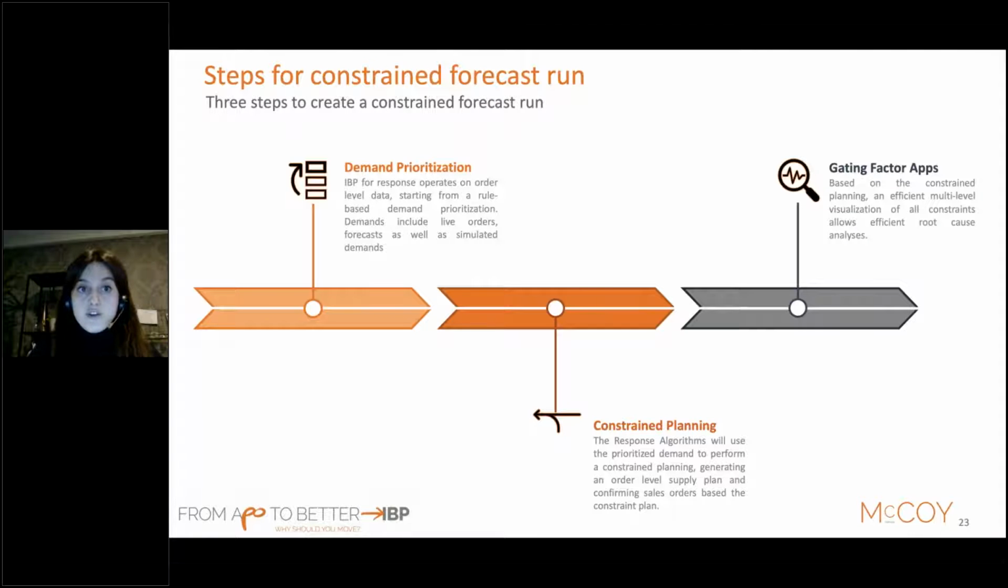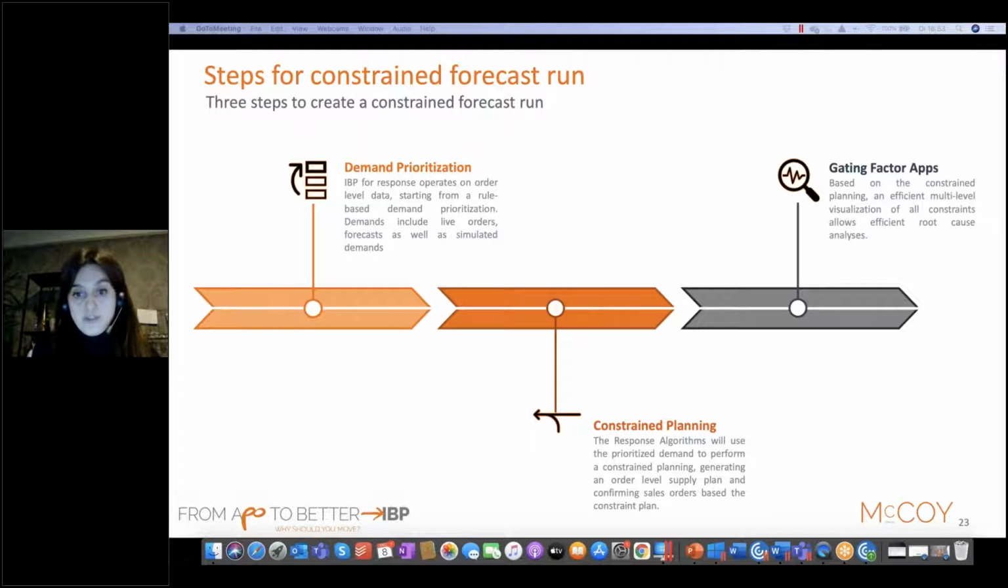Basically, you start with your unconstrained forecast, and that's why you need to run your constrained forecast run. And it has 3 different steps. The first one is your demand prioritization. Why do you do that? Because sometimes you know that for this demand, you need to supply it first, this one you need to supply it secondly, etc. And that's why you do this first step.